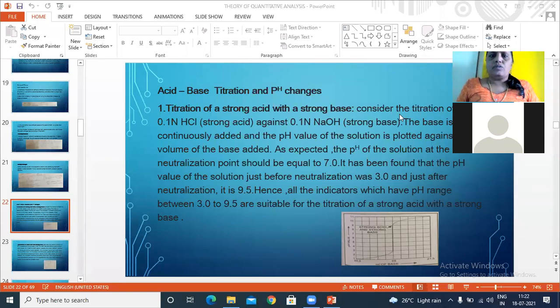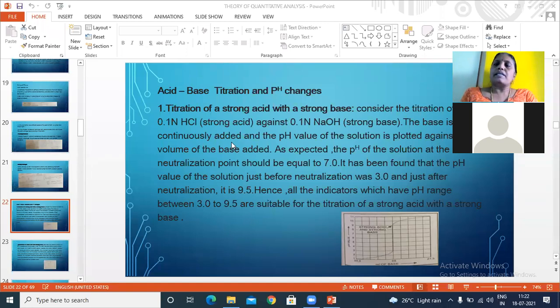Okay, ma'am. So what are the different types of acid-base titrations? We know that there are 4 different types of acid-base titrations. That is strong acid versus strong base, strong acid versus weak base, weak acid versus strong base, weak acid versus weak base. 4 types of acid-base titrations which we discussed in the previous classes.